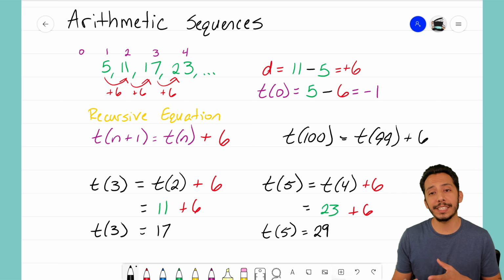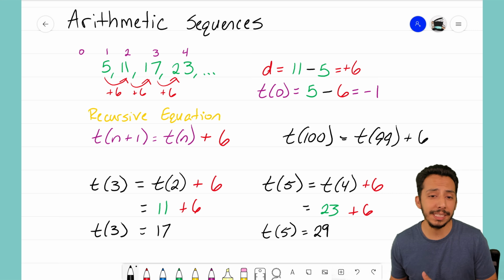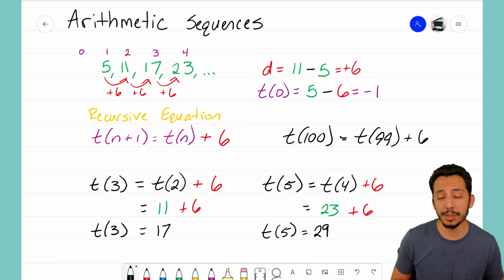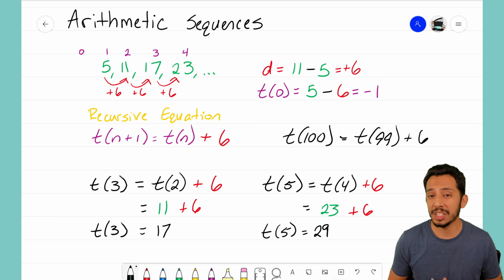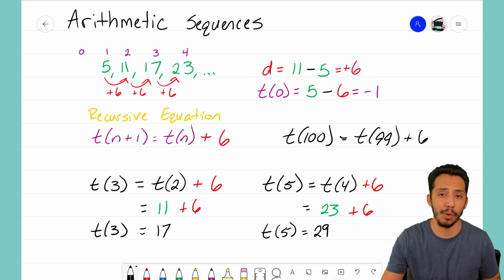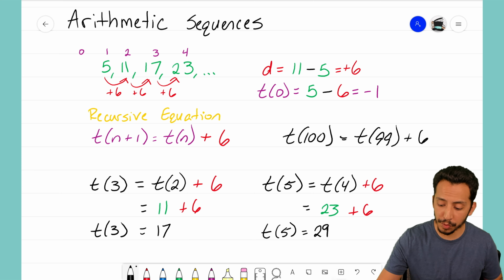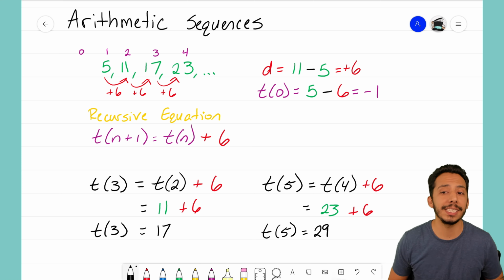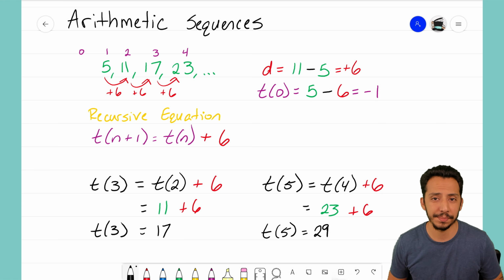So that's why there's a difference between when we want to use the explicit equation and when we want to use the recursive equation. You only want to use the recursive equation if you know the term before. If you don't know the term before, you are better off using the explicit equation.